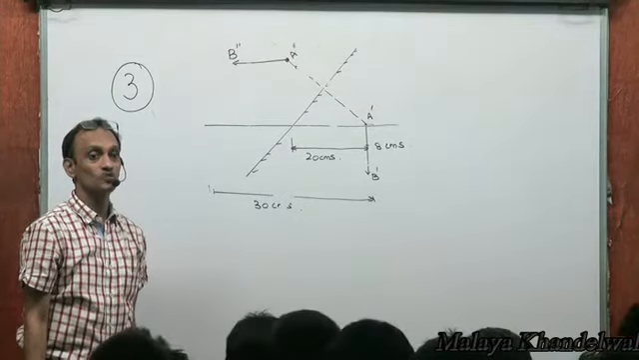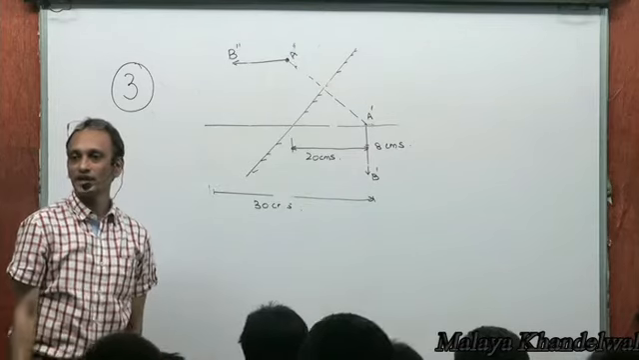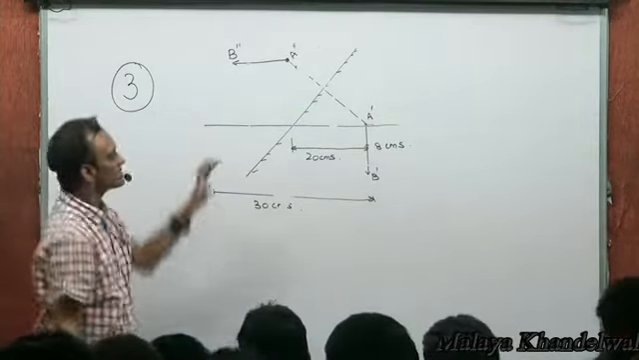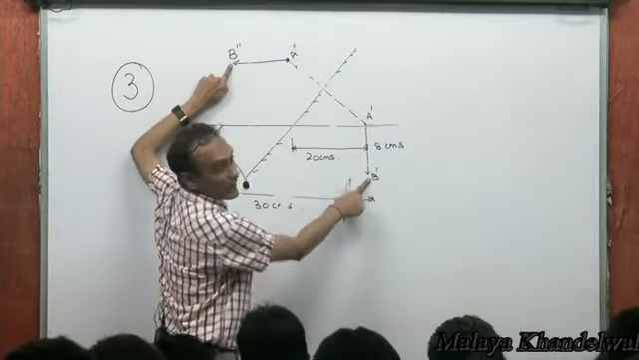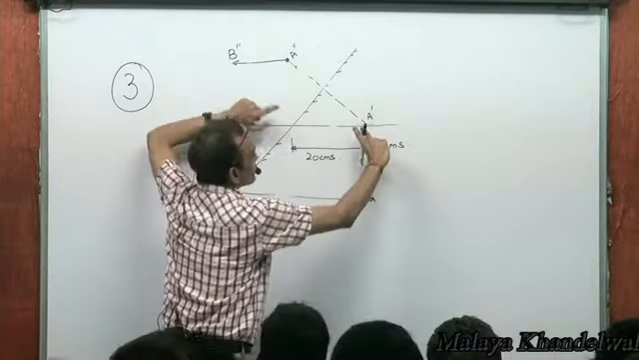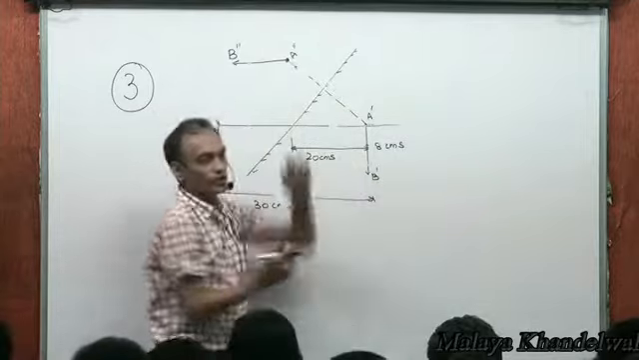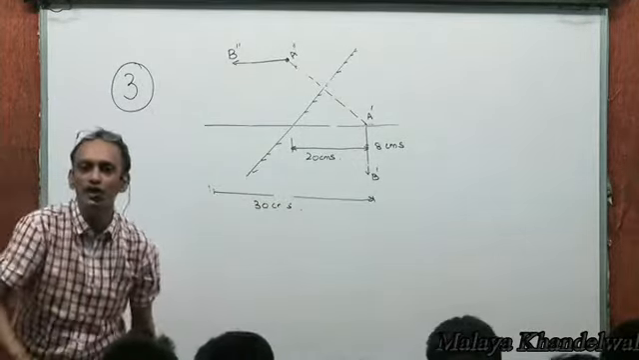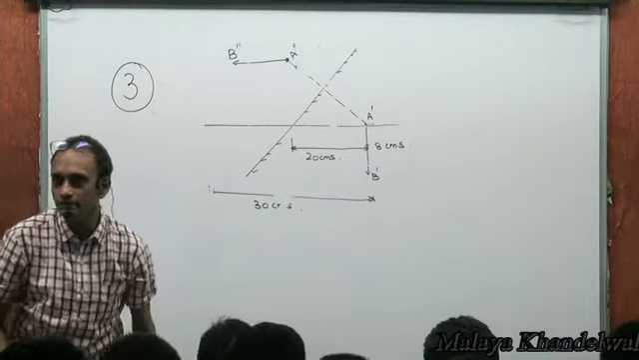Yes or no? What do you say? The image of B prime would be B double prime like this, and the image which was vertical has now become horizontal, rotated by 90 degrees because the mirror got rotated by 45 degrees, right?